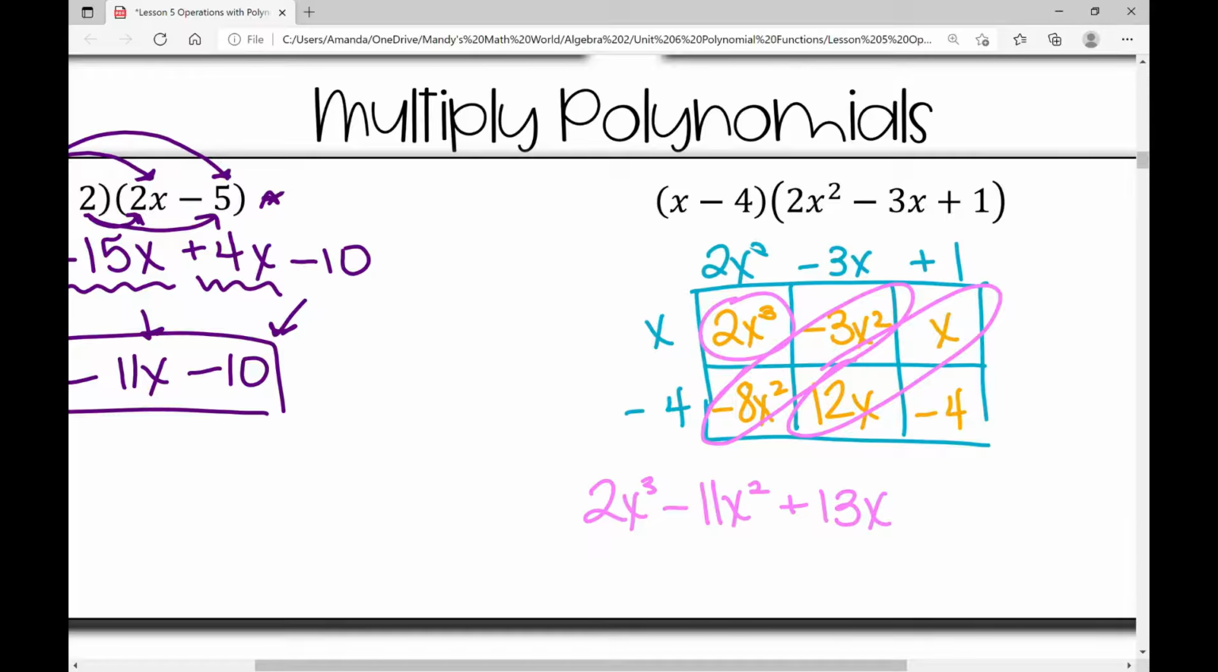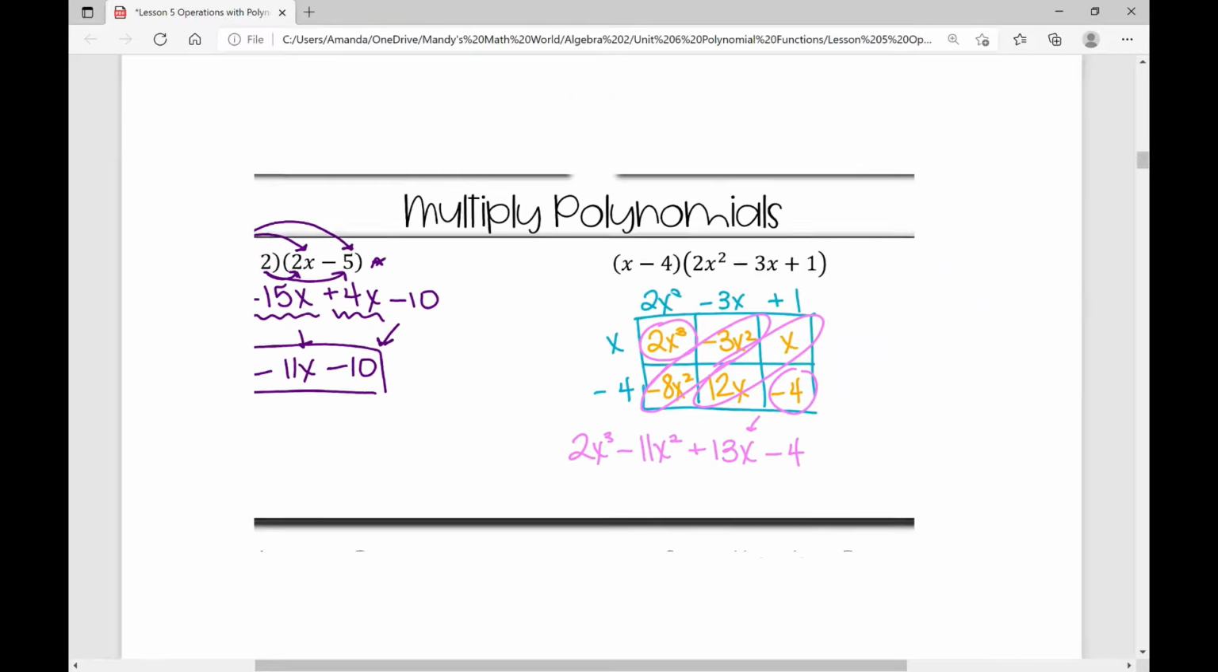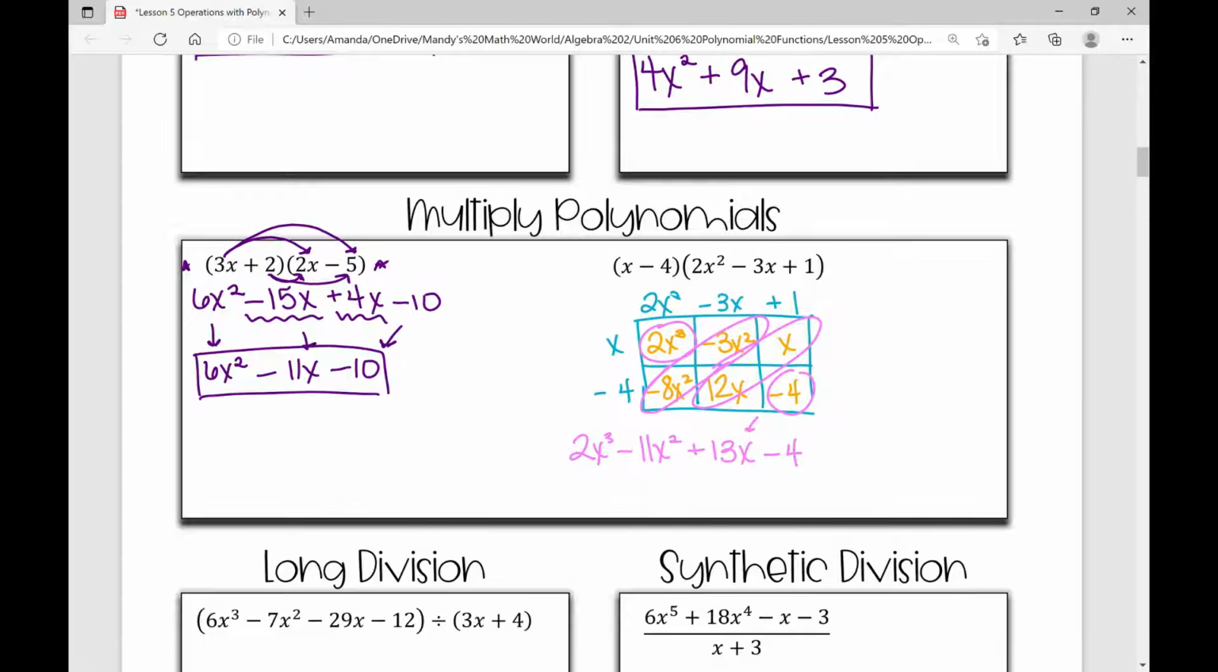Last name stays the same, right? That x stays the same. The x stays there, okay? And then negative 4. Okay, moving on to, and you can decide which way you like to multiply polynomials. If I'm going very quickly, this is typically my go-to method. I tend to see fewer mistakes from students who use this method.